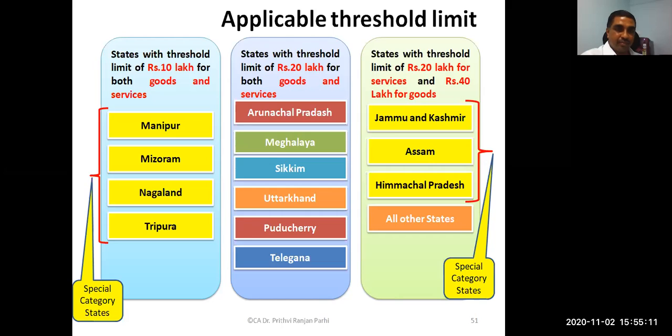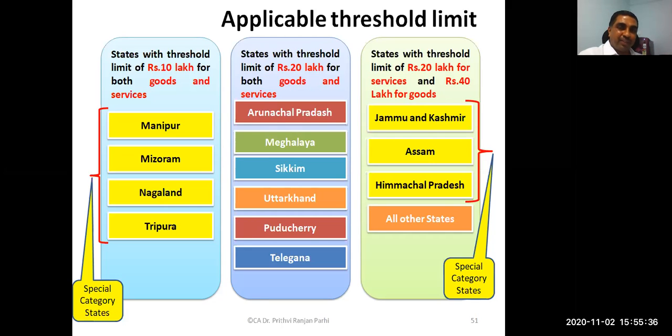Manipur, Mizoram, Nagaland, Tripura. Yes. You know, there are 11 special category states. Out of 11, 7 special category states are excluded for the purpose of GST. And the remaining 11 minus 7, these are the 4 special category states for which the threshold limit is only 10 lakh. And 10 lakh means 10 lakhs both for goods and services.